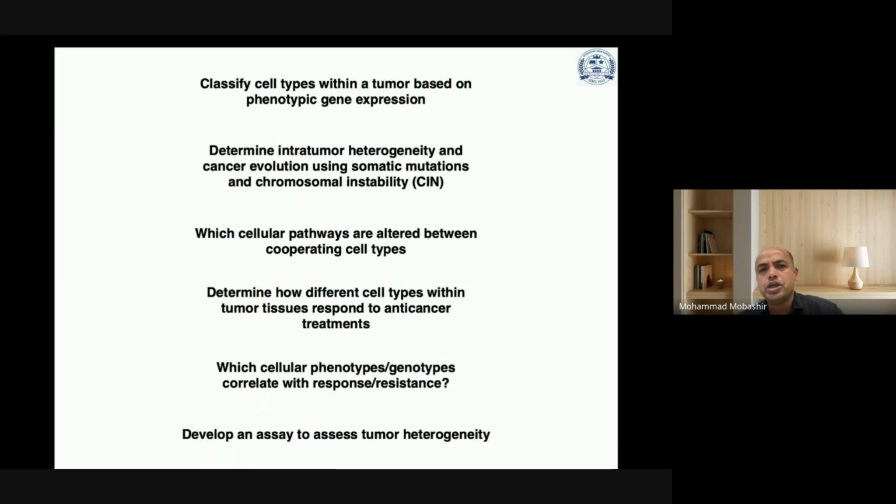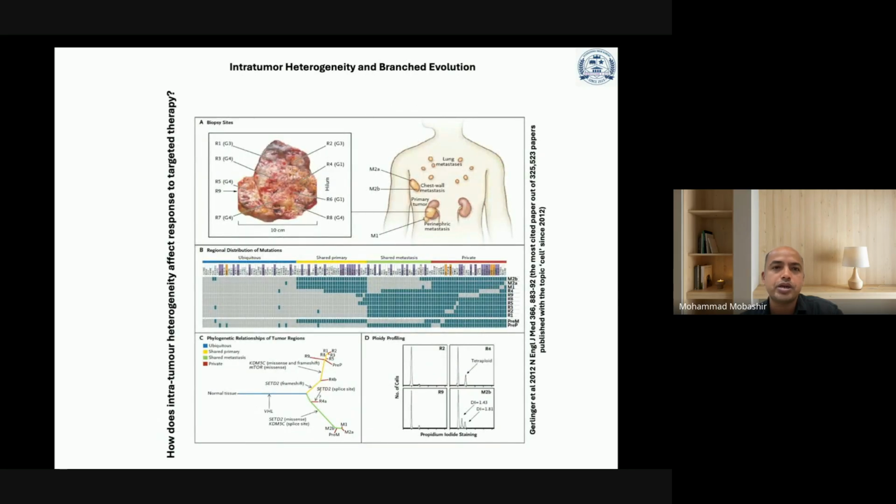Now, you could use this technique to classify cell types within a tumor based on phenotypic gene expression, determine intratumor heterogeneity, cancer evolution, and which cellular pathways are altered between cooperating cell types, determine how different cell types within tumor tissues respond to anti-cancer targeted treatments, which cellular phenotypes or genotypes correlate with response or resistance, and thus develop an assay to assess intratumor heterogeneity or intertumor heterogeneity.